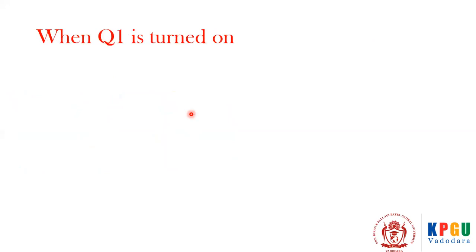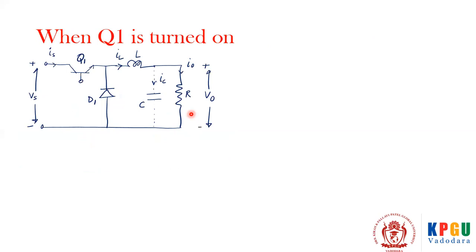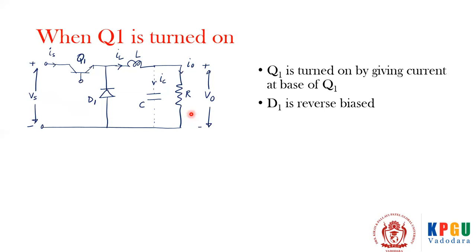Now let's see the operation. So when Q1 is turned on, how do you turn it on? It is turned on by giving the base current IB. So when Q1 is turned on, it is as good as a switch is turned on. Then the diode D1 is reverse biased, and we get voltage across the inductor as Vs minus V0. Let's assume that this is happening for a sufficiently long time, with frequency say Fs and time period Ts, and a steady state or equilibrium is achieved. Under that situation, these equations are valid, right?